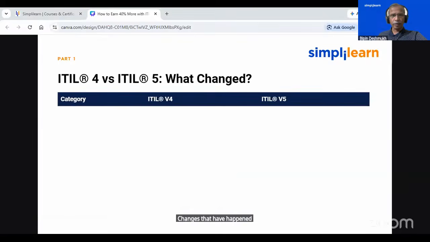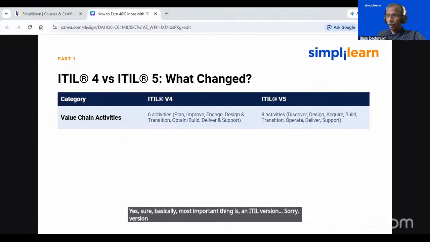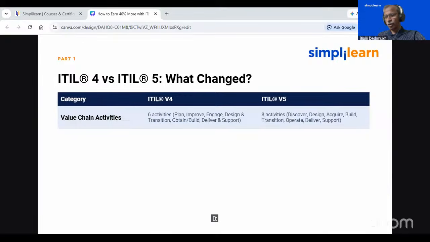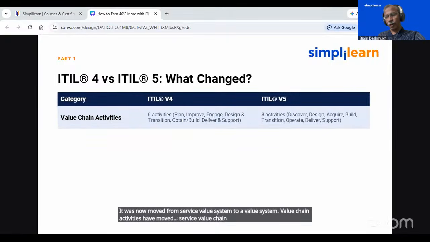Yes, sure. Basically, the most important thing is that in ITIL version 5, AI has been introduced in all the facets and all the components of the value system. It has now moved from the service value system to a value system. Service value chain activities have moved to value chain activities. There were 6 activities earlier, now there are 8 activities.